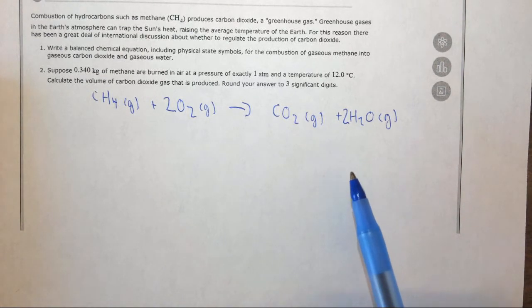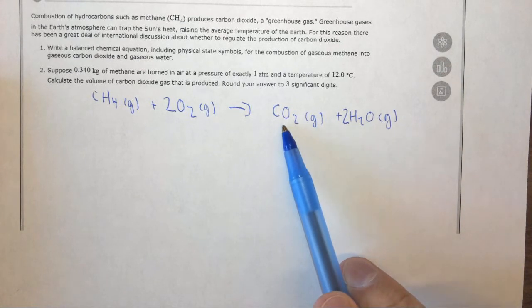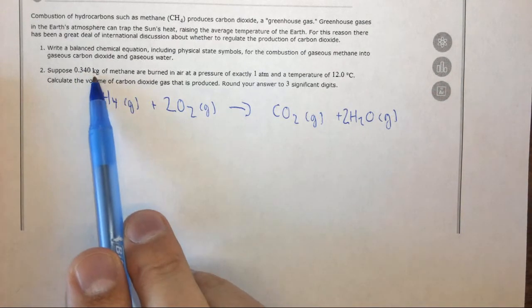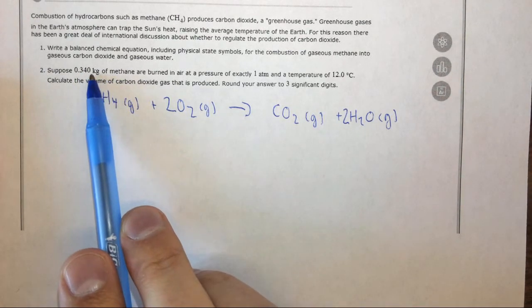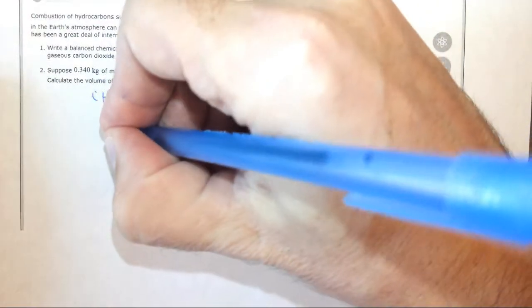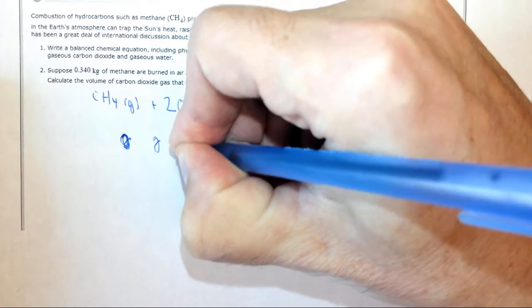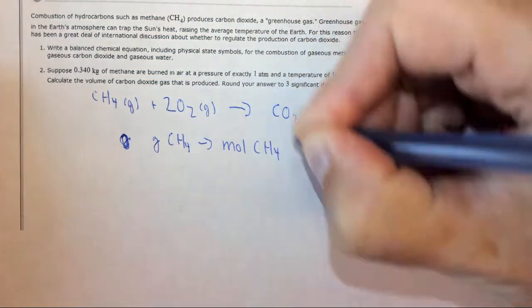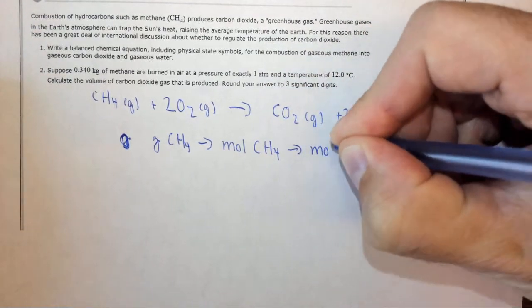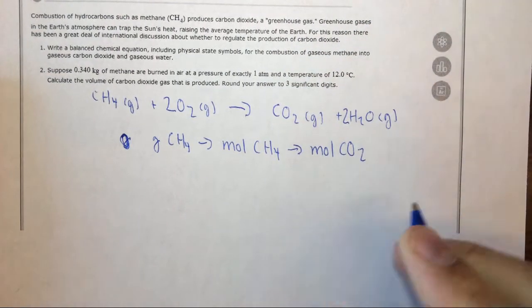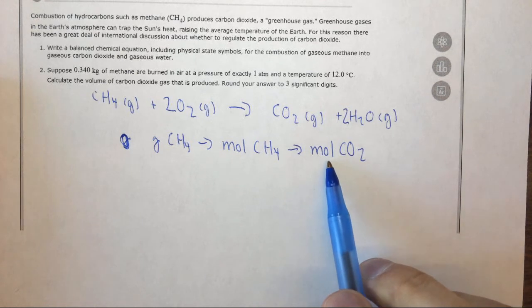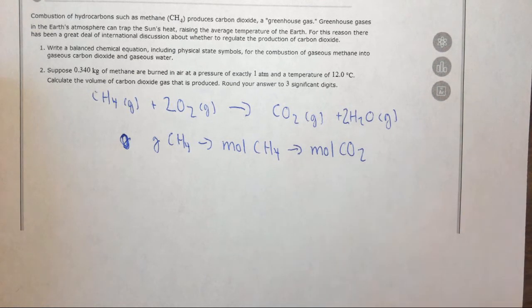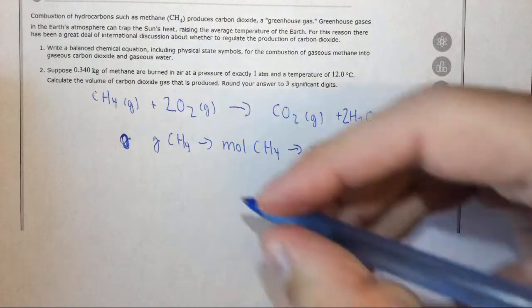Next step is to figure out exactly how much carbon dioxide we could form. And to do that, we're going to need to use stoichiometry. So we're given kilograms of methane, which we can just simply multiply by 1,000 to get grams. So we're going from grams of methane to moles of methane to moles of CO2, because we're going to want to plug moles into PV equals nRT. So we don't want to go all the way to grams of carbon dioxide.